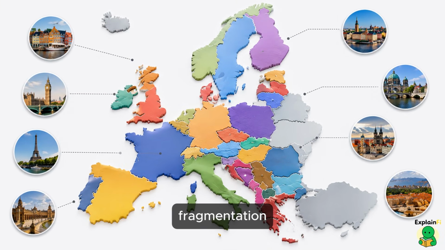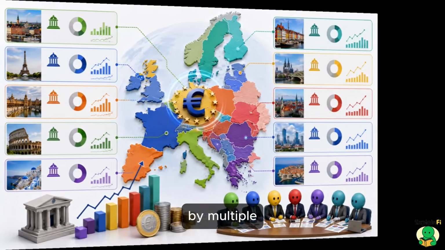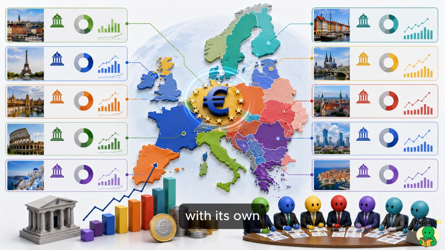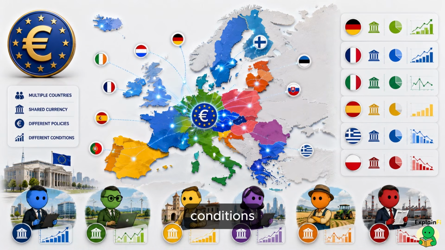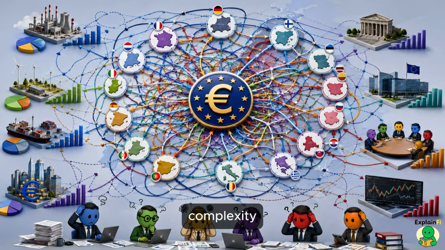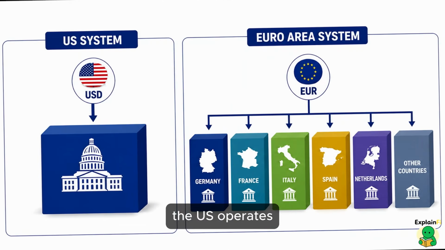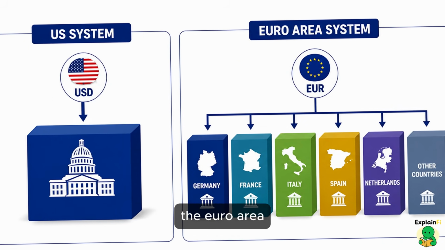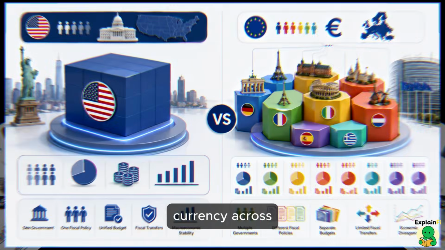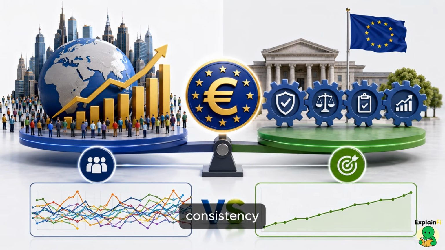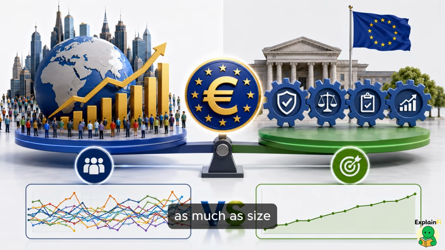One reason is fragmentation. The euro is used by multiple countries, each with its own fiscal policies and economic conditions. This creates complexity. The US operates as a single fiscal system. The euro area is a shared currency across multiple economies. Consistency can matter as much as size.